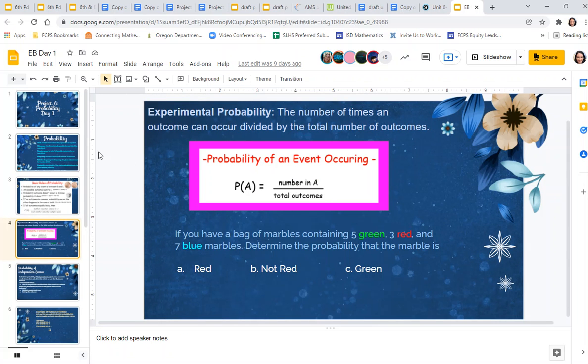Experimental probability is the number of times an outcome occurs divided by the number of trials, and this experimental probability is when you actually do the experiment, which may not match exactly the theoretical probability. It should be close though.